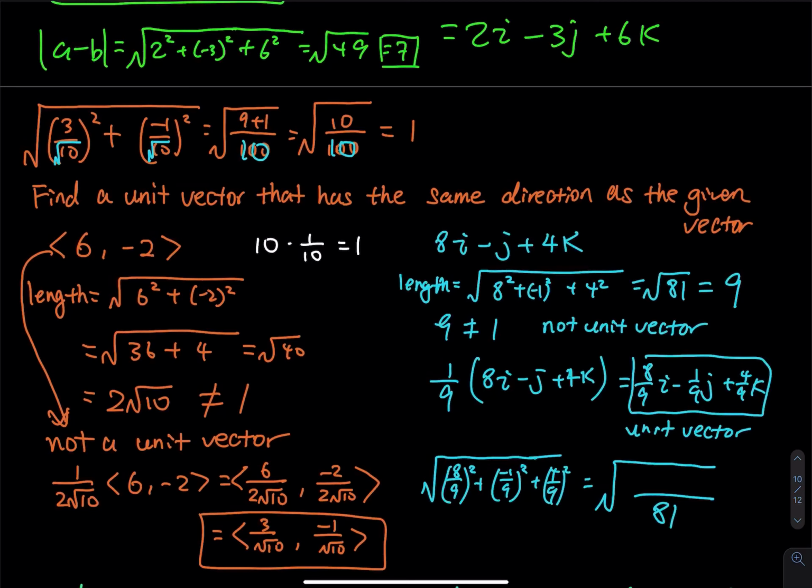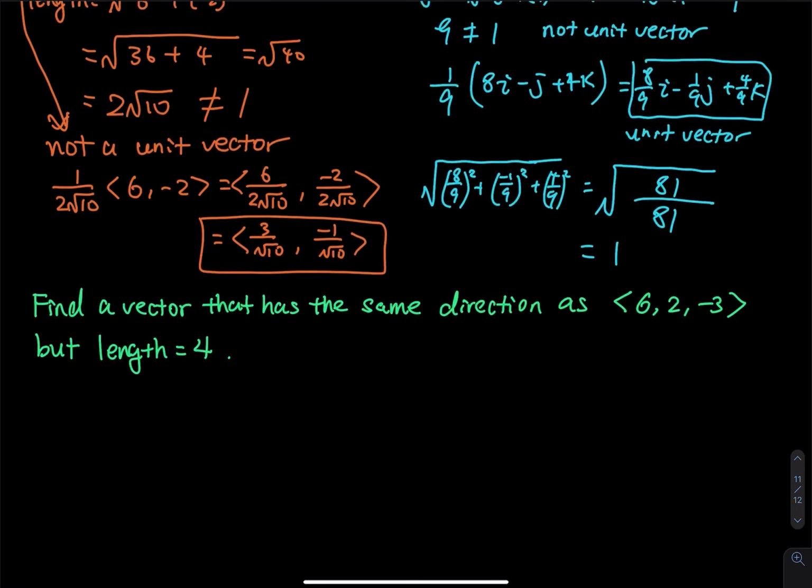So it's 64 plus 1 plus 16. So that is 81. So that is equal to 1. So that's why that is a unit vector. And that is the end of this problem. And we have one problem left right here.